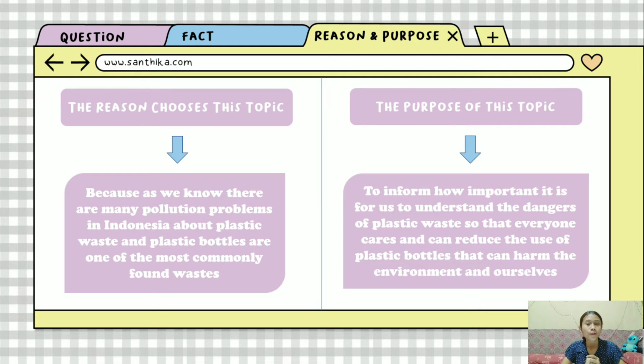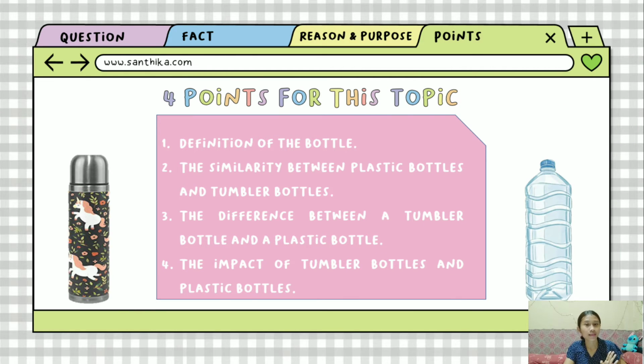Alright, let's move on to the purpose of my presentation today. The purpose of this topic is to inform how important it is for us to understand the dangers of plastic waste, so that everyone cares and can reduce the use of plastic bottles that can harm the environment and ourselves. I have four points that we will discuss in this meeting. The first one is the definition of bottles. The second one is the similarity between the tumbler bottle and the plastic bottle. The third one is the difference between tumbler bottles and plastic bottles. And last but not least is the impact of tumbler bottles and plastic bottles.